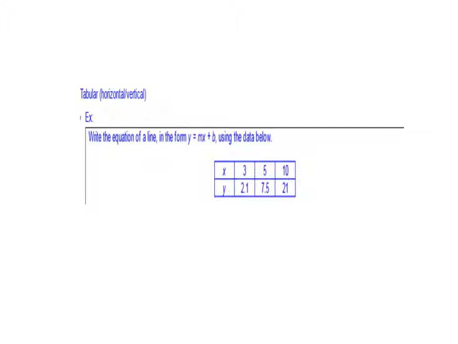So our next concept will be from a table, and again we will come back and finish up from a table and a graph in another video.